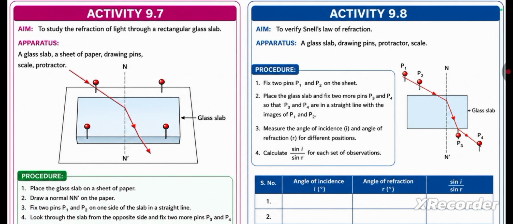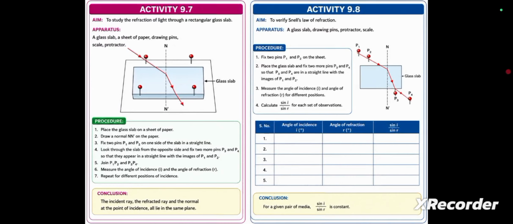We have to prove Snell's law of refraction using this activity. I hope that all of you children understand this topic: Snell's law, its verification, and the refraction through a glass prism. Okay, glass slab. Thank you so much for listening to my topic. I hope that all of you understand this topic.